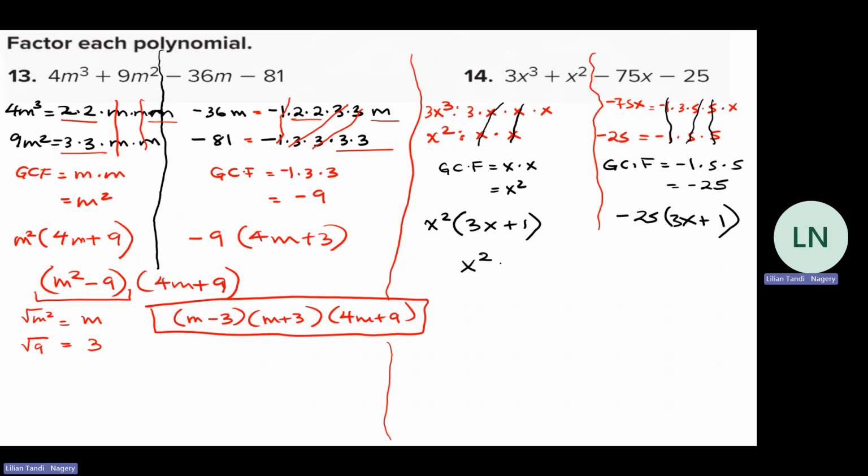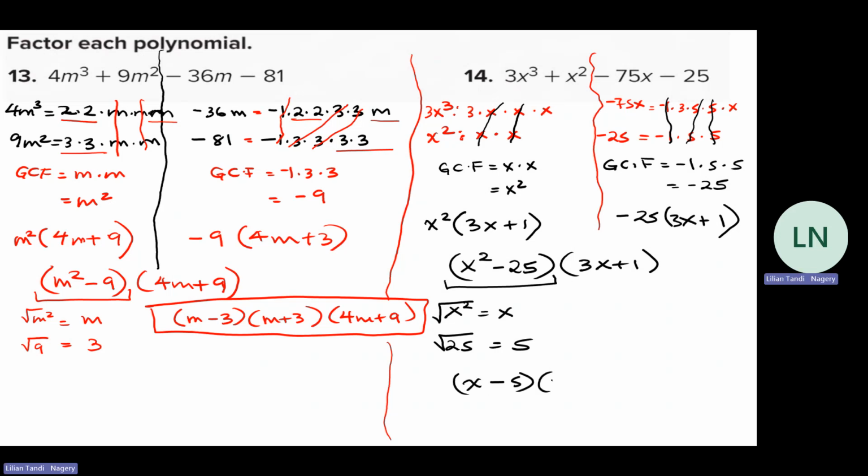So I continue. My out is x. My other out is negative 25. My insides are 3x plus 1. This is a perfect square. Square root of x squared is x. Square root of 25 is 5. x minus 5, x plus 5. And then you bring down this one, 3x plus 1. Box your answer.